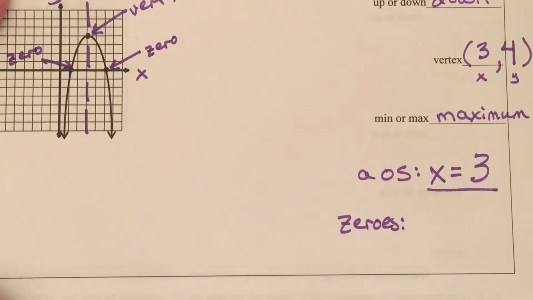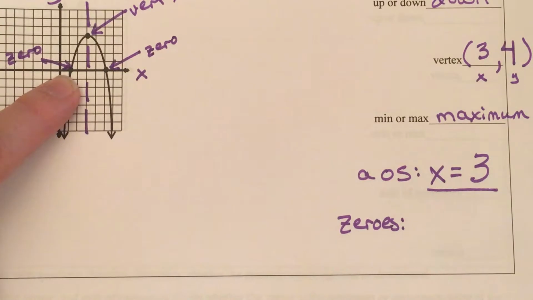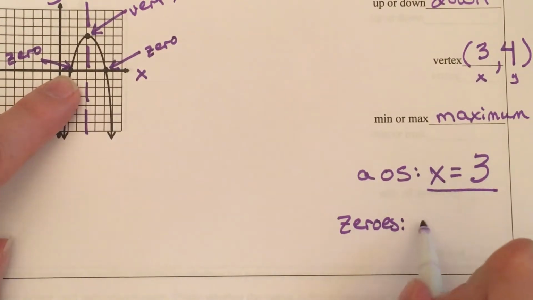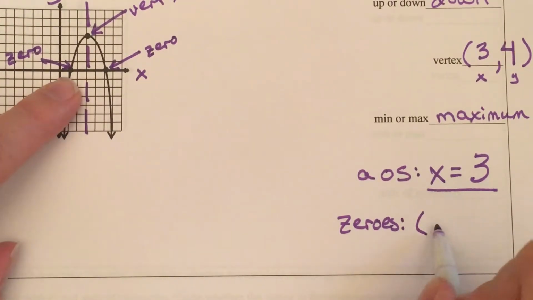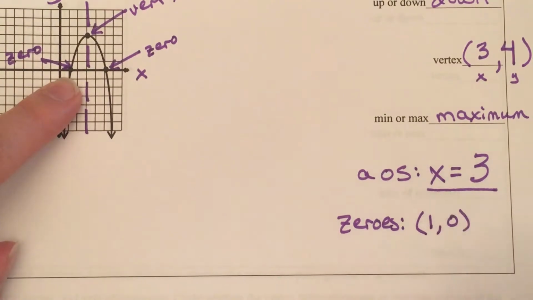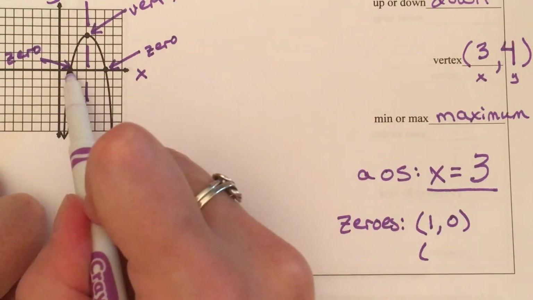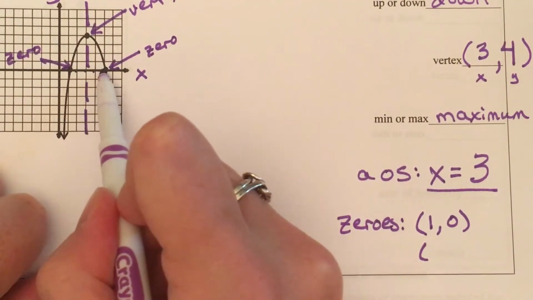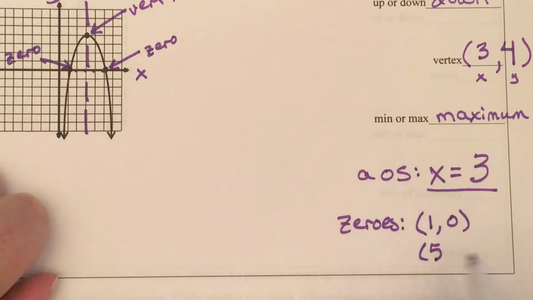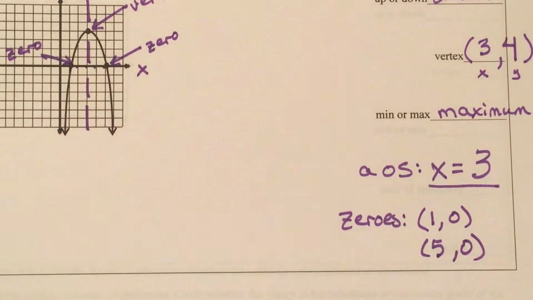Okay, let's write down our 2 coordinate points. The one on the left, 1, 0. Great. The one on the right? 5, 0. Great job. Okay, pause the video. You do number 5 and number 6.